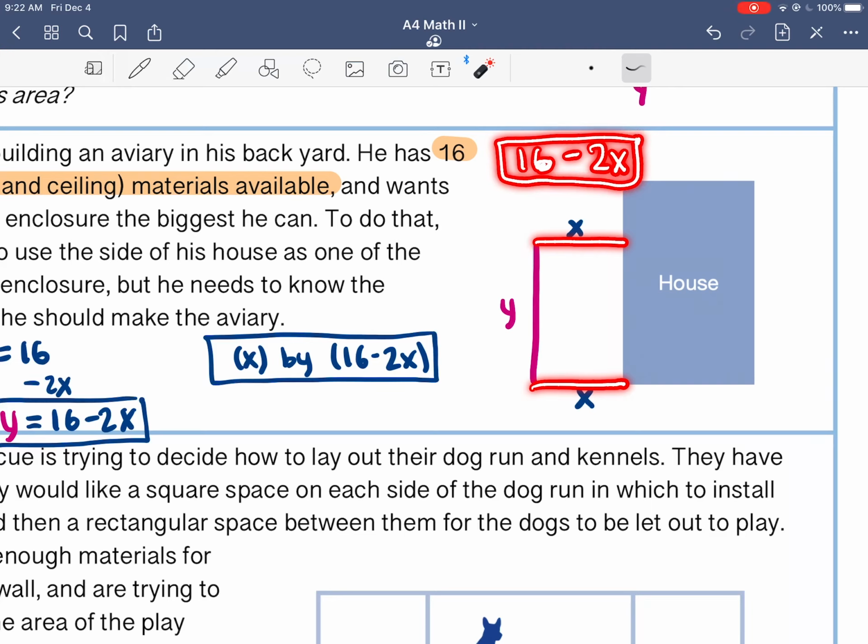This last problem, we have something a little bit more complicated here. A pet rescue is trying to decide how to lay out their dog run and kennels. They have decided that they would like a square space on each side of the dog run in which to install kennels, and then a rectangular space between them for the dogs to be let out to play. They have enough materials for 400 feet of wall and are trying to maximize the area of the play space for the dogs.